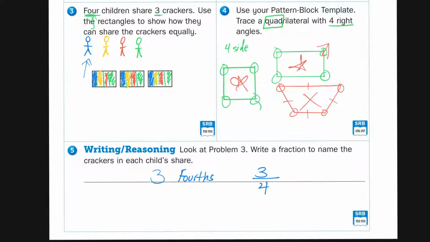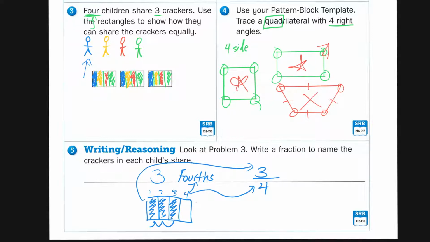We could even represent that if we look at our cracker here. Split our cracker into 4 parts. If you got 3 pieces of each cracker, you'd have 1, 2, 3 out of 1, 2, 3, 4 parts. So we get our 4 as our denominator, or our 4 parts as our fourths, and our numerator is represented by the 3 parts we have shaded in. And that's how you solve problem 5.